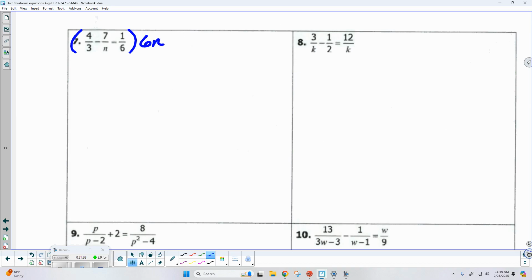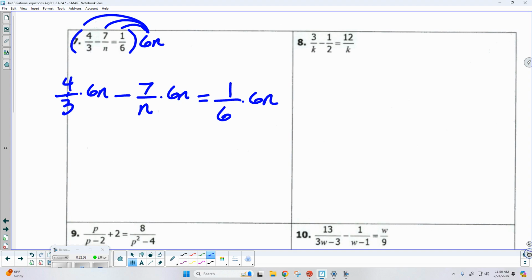Now, sometimes because we're dealing with rational functions, we got a lot of these fractions that are really huge, and we have a lot of variables. Some people can get pretty intimidated by that. So if it helps, go ahead and write it out. Like I would distribute this to each of the terms. So I would first say 4/3 times 6n. Then we have minus 7 over n times 6n equals 1 over 6 times 6n.